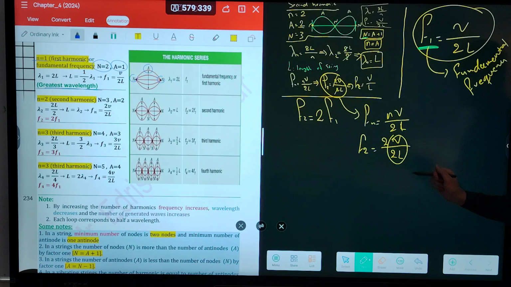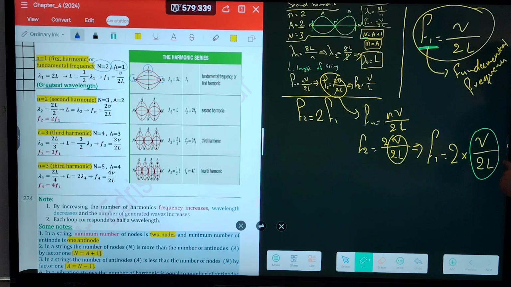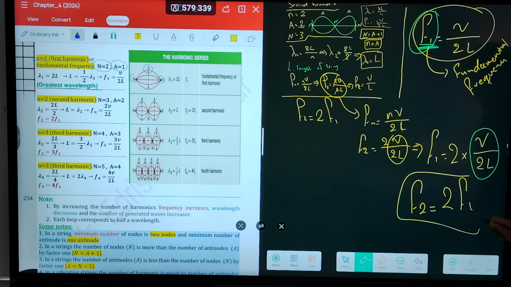And instead of this V over 2L, guys, look, rearrange. Take out this 2, multiplied by what? What remains? V over 2L. And instead of V over 2L, can we write F1? Yes, of course. Why not? F2 is equal to what? Bring down this 2, and instead of this V over 2L, write F1. So harmonics are equal to integral multiples of the fundamental frequency. Okay?